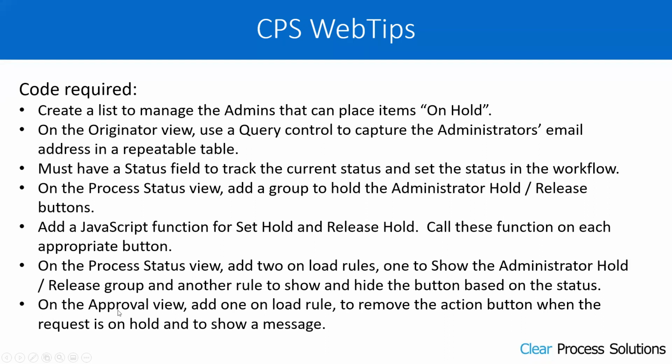And then finally, we need to go to our approval view and add an onload rule that will remove the action button when the request is on hold and show the message, so the user that's approving it knows why they cannot move the request forward. And that was it for our demonstration.